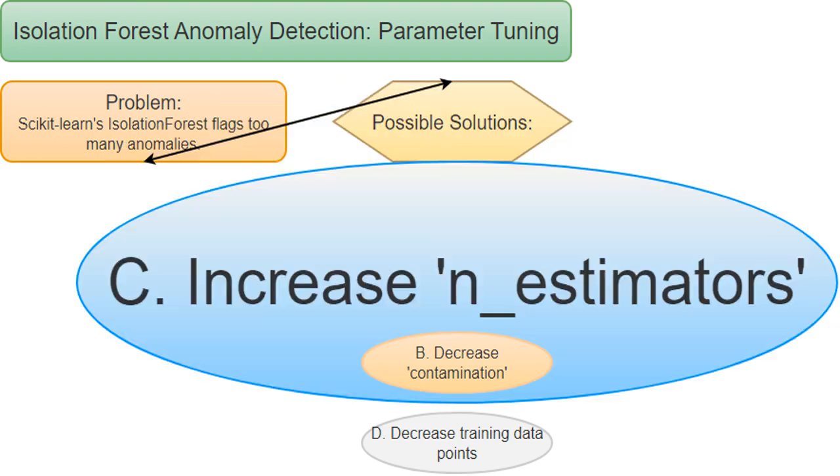Simple and effective. I would also consider increasing the n_estimators parameter. This parameter controls the number of trees used in the IsolationForest model. More trees usually lead to more stable and accurate results. Think of it like this. More trees give the model a more robust view of the data, leading to better anomaly detection. It's like having more opinions to get a better consensus.